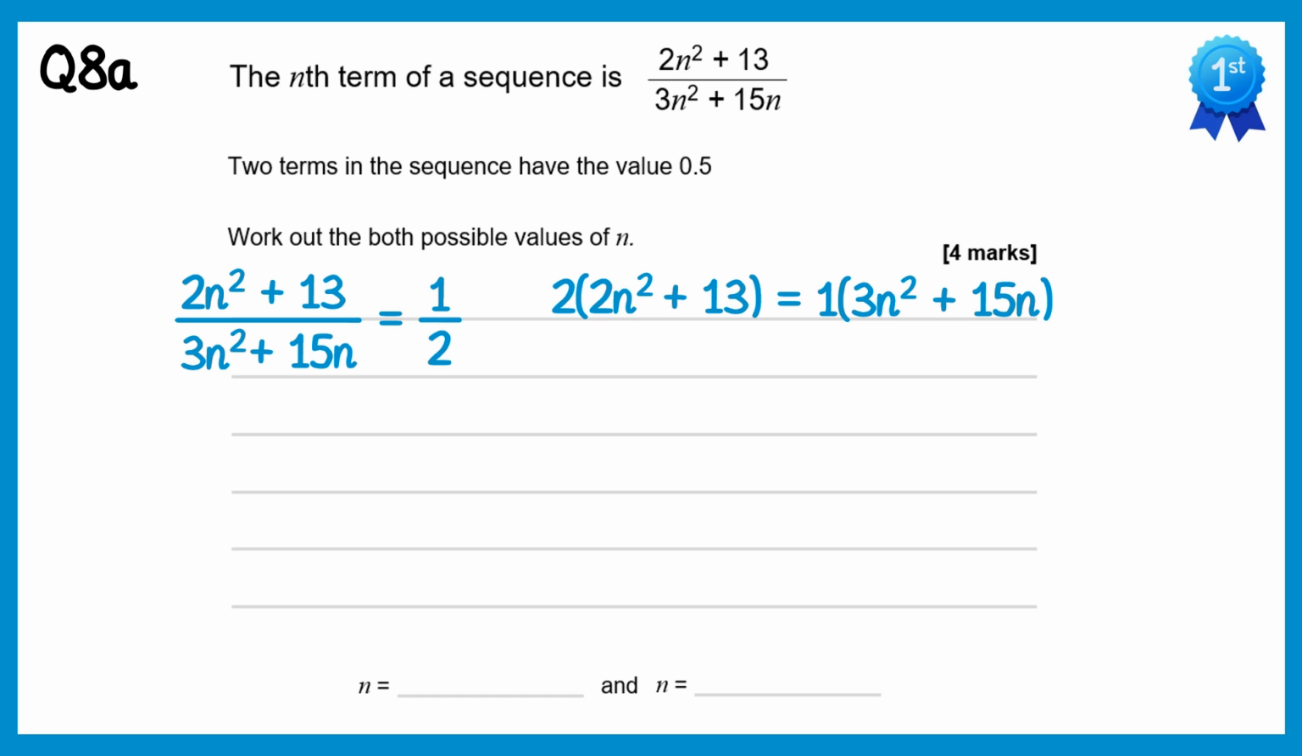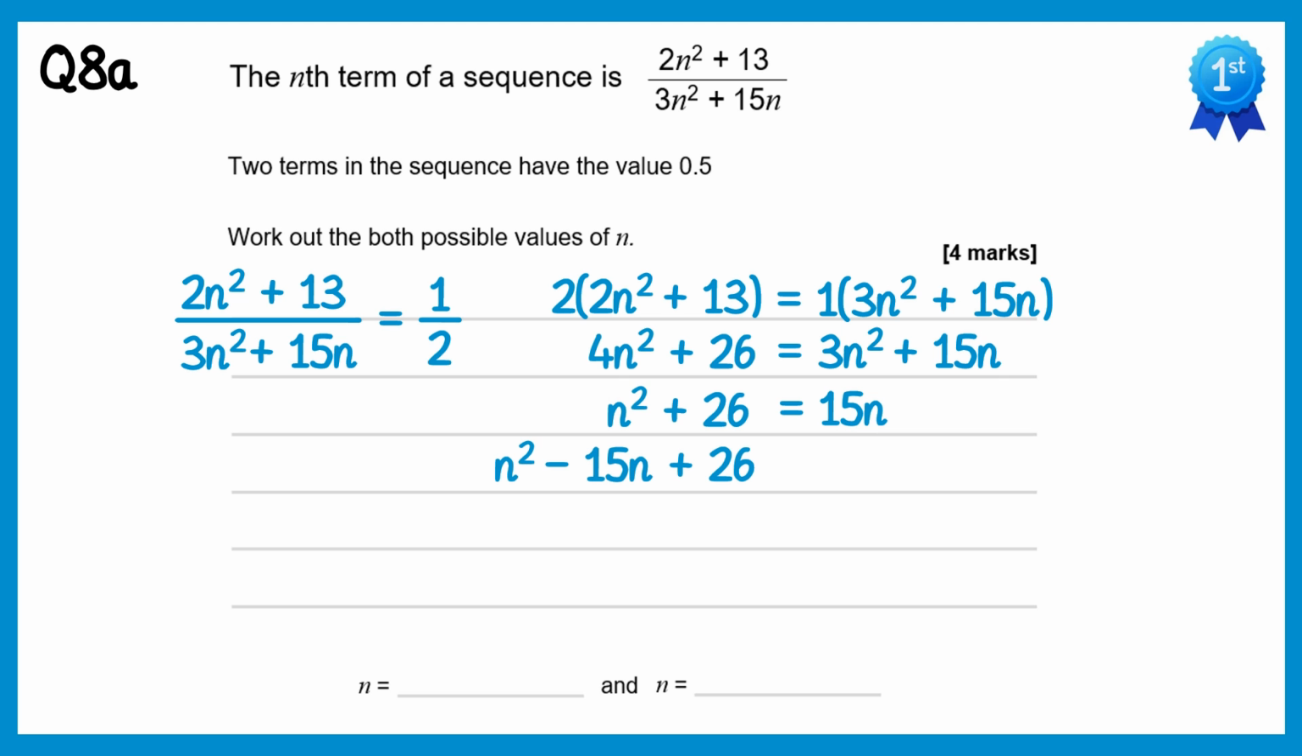Now we can expand those brackets, so on the left hand side 2 times that bracket gives you 4n squared plus 26, and on the right hand side one lot of that bracket is just the same bracket. What we have now is a quadratic equation. We're going to get all of the terms on the left hand side, so if we subtract 3n squared first, that will give you 1n squared plus 26 equals 15n, and then if we subtract 15n from both sides we get n squared minus 15n plus 26 equals 0. We can then factorise this one, it gives you n minus 2, n minus 13 equals 0, and this gives you two solutions, n equals 2 and n equals 13.